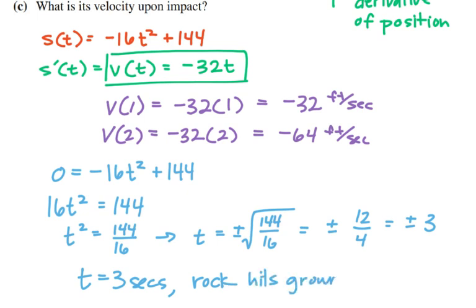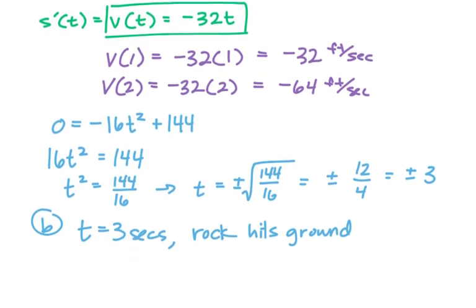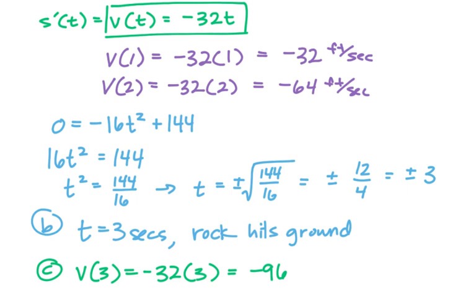So what is the velocity? That was my answer for B. What is my velocity upon impact? Well, impact occurs at 3 seconds, so I can determine the velocity at 3 seconds. So v of 3 is negative 32 times 3, or negative 96. Velocity is a rate. This is feet per second. So negative 96 feet per second.